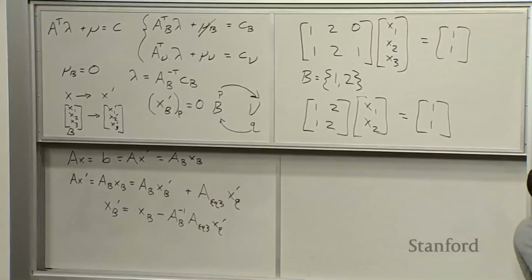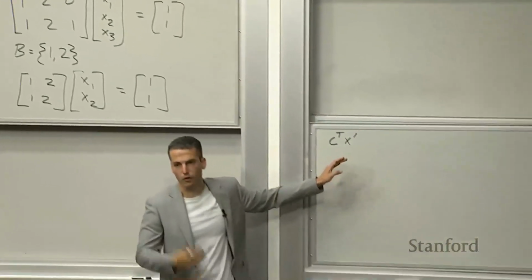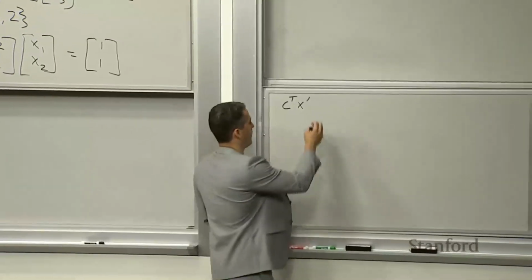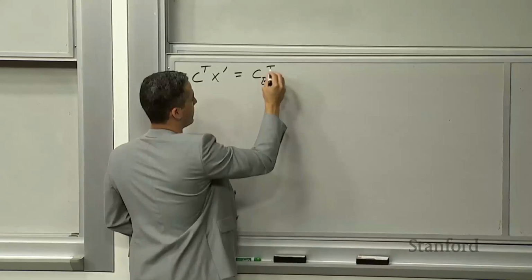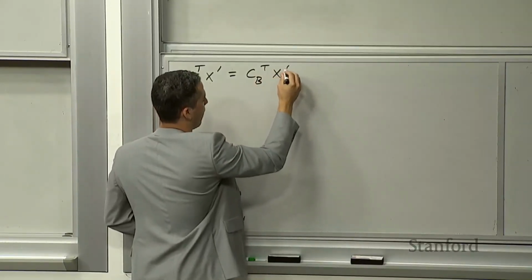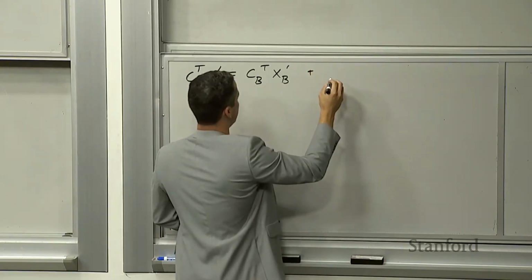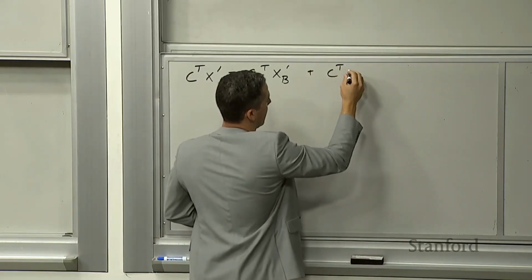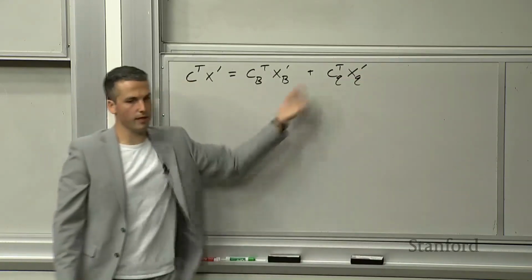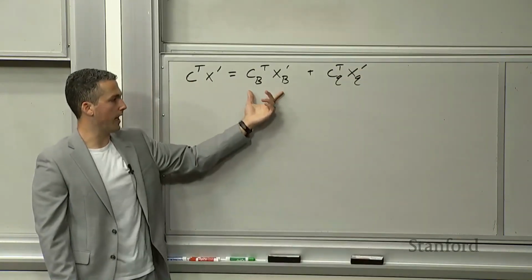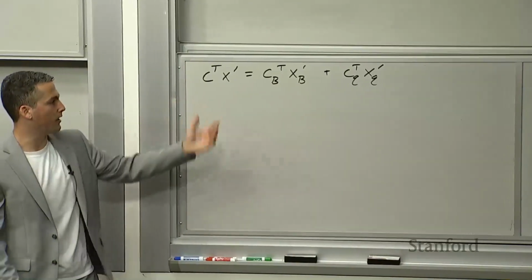So we can now look at c transpose x prime. That's the objective of our new point. We can equivalently write this as c basis transpose x basis prime, which accounts for what's leaving. Now what's entering is c_Q times x_Q prime. So this is entering our objective, and this is accounting for what's leaving the objective. It's the same exact thing we did over there, now applied to our objective.